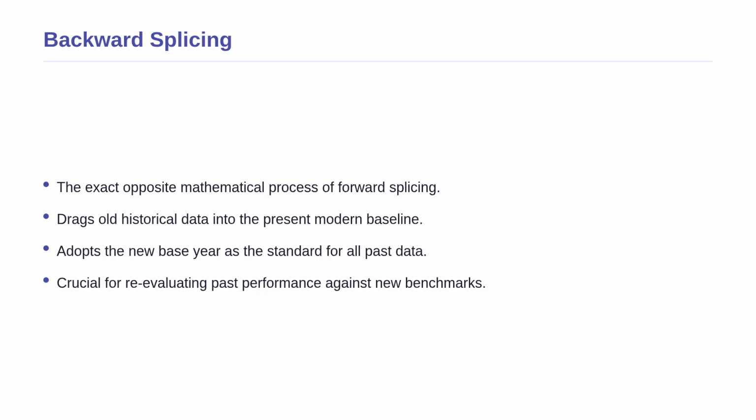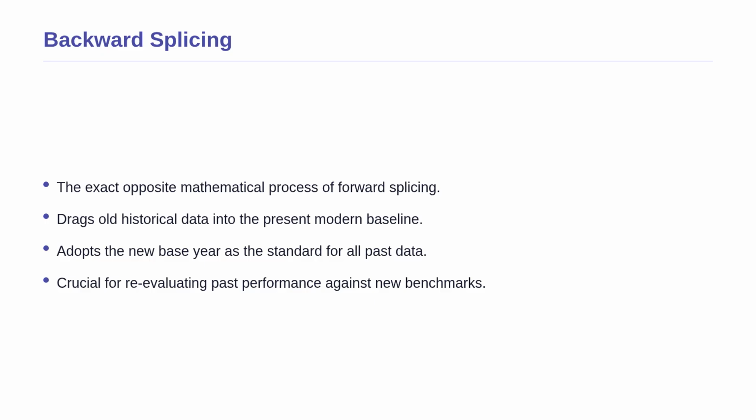Now that we have extended data into the future, let us look at the reverse process, backward splicing. Backward splicing is the exact opposite mathematical process of forward splicing. Instead of dragging the new data into the past, we drag the old historical data into the present. Why is this necessary?